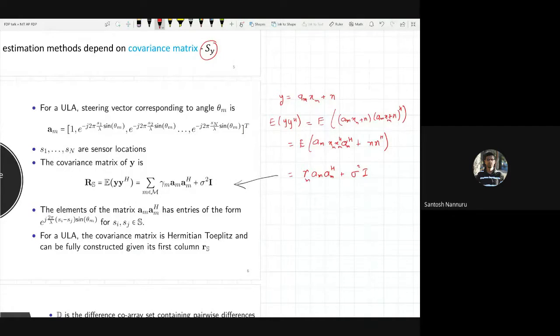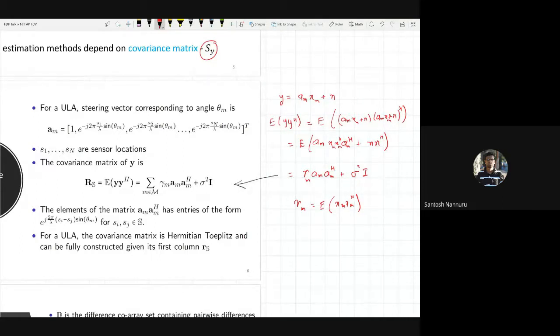Gamma m is the covariance of this. Just the summation is missing, right? So R_S is the theoretical covariance matrix.